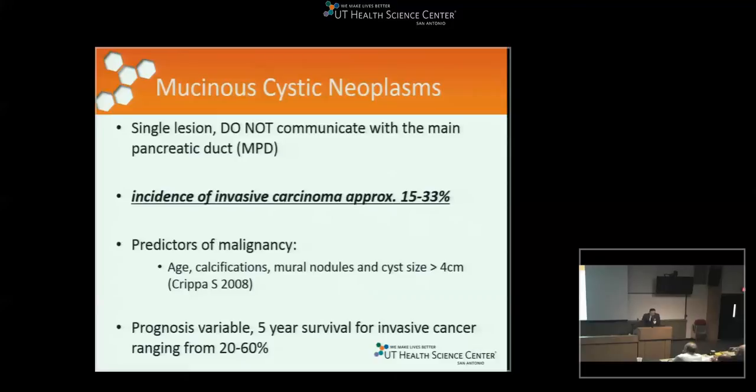MCNs present as single lesions. They do not communicate with the main pancreatic duct, and their estimated incidence of invasive carcinoma is up to 1/3 in some studies. In the literature, increasing age, calcifications, mural nodules, and cysts greater than 4 centimeters have been shown to be predictors of malignancy. And they carry a variable prognosis with 5-year survival rates for invasive cancer ranging from 20 to 60%.